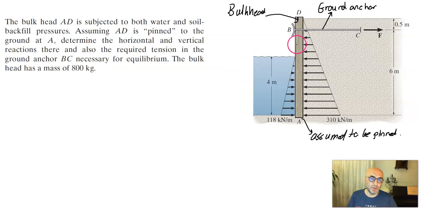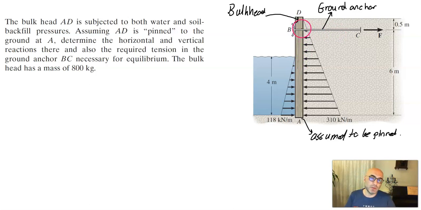A bulkhead is kind of a retaining wall. We call it a retaining wall in soil mechanics applications. It's a separation wall that separates two mediums. In this case, on the left hand side we have water and here we have soil. Practically, we don't want water leaking into the soil, so we install a bulkhead, a kind of retaining wall, a separation wall here.